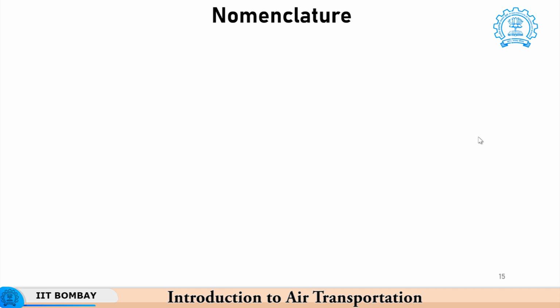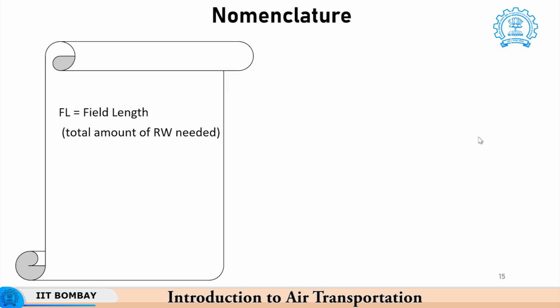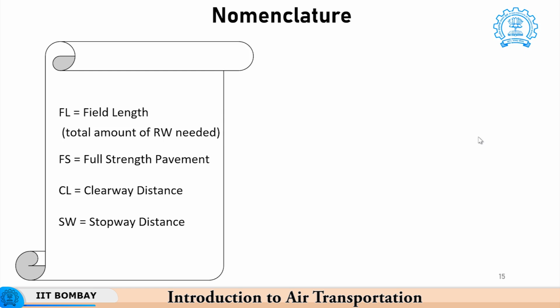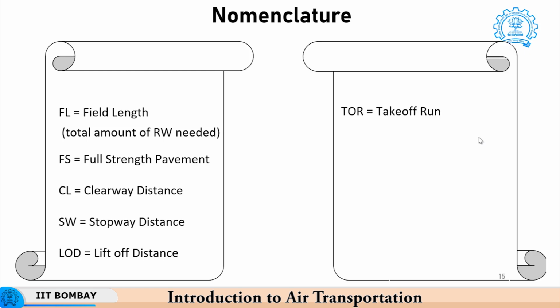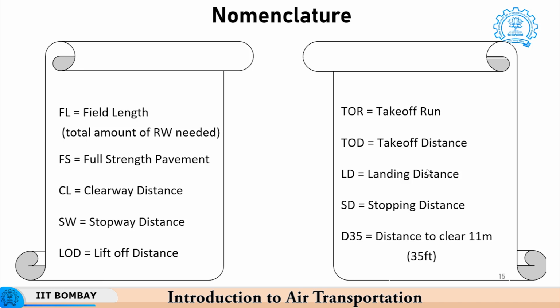Now, let us look at the nomenclature for what follows in the next few slides. FL will be called the full field length, the total amount of runway length required. FS is the full strength pavement, as I was telling you. Clearway distance is called CL, stopway is called SW, takeoff run is called TO run. Then we have takeoff distance. So, we have the liftoff distance, takeoff run, landing distance, stopping distance, and D35, which is the distance to clear the obstacle height of 11 meters or 35 feet.